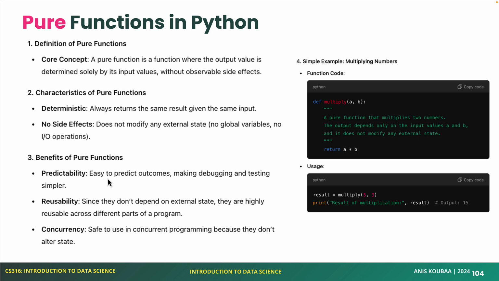Okay, so it's predictable, it's reusable. You can use it as a component in different parts of your program. And for concurrency, it's safe to use in concurrent programming because you don't have state. Sometimes, I don't know if you have already taken operating systems, you need to make threads work in parallel. So using pure functions in parallel threads is kind of safe, because they don't have access to shared memory. If you have access to shared memory, in this case you need to use a mutex, so you have exclusive access to a variable over another function.